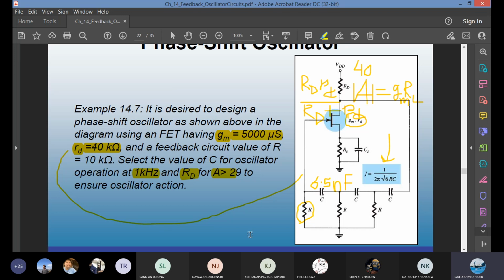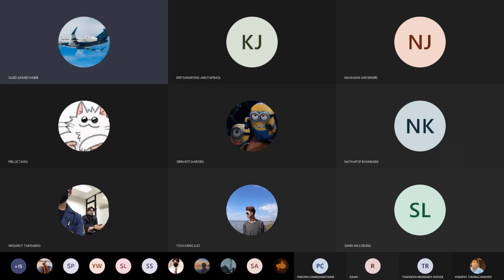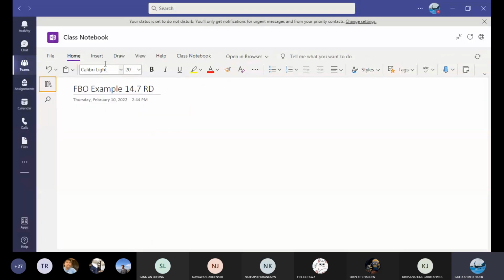Is there a name for this example? Example 14.7. Okay, I'll put a name. Example 14.7 RD calculation. Let's switch the screen. I should use a large font so I can type here. I took A, which is the magnitude of A, equals GM times RL.